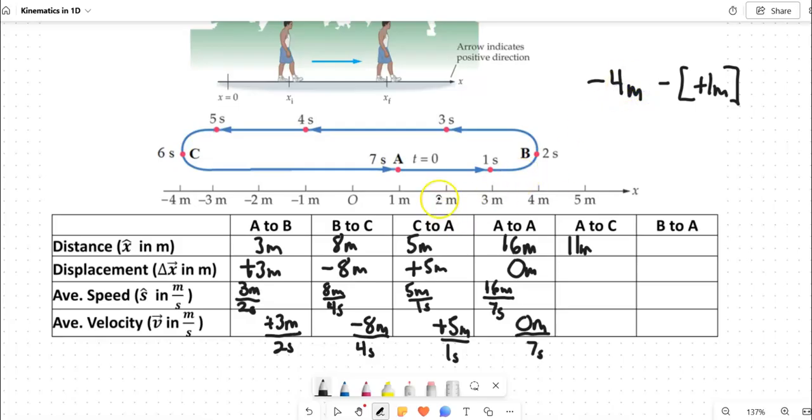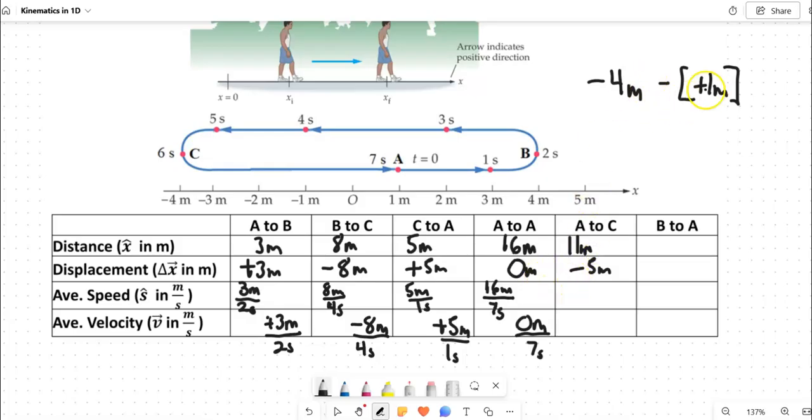But let's count first. So you started here. 1, 2, 3. Oh, well, actually, hold it. We can't count. We could add and subtract, but I would rather just say, if you started here and you ended here, your starting position is here. This is for displacement. You ultimately ended here. Then that means you would have gone 1, 2, 3, 4, 5 meters to the left. So that should be negative 5 meters.